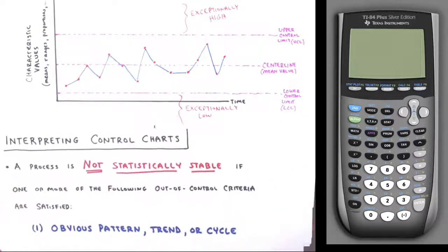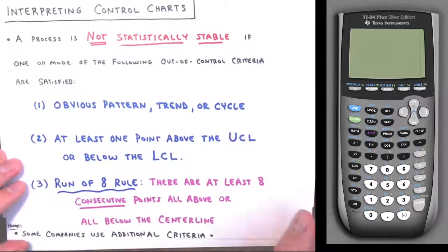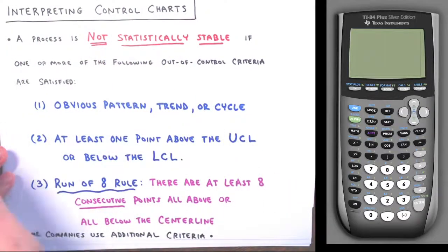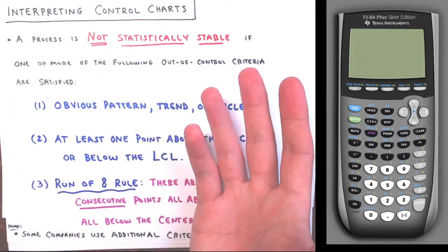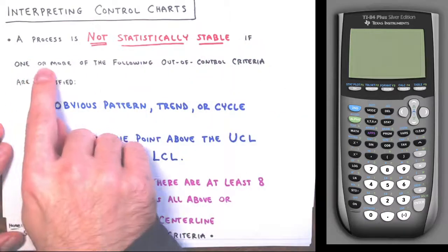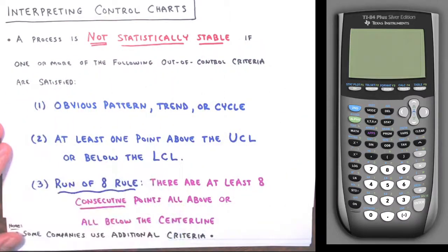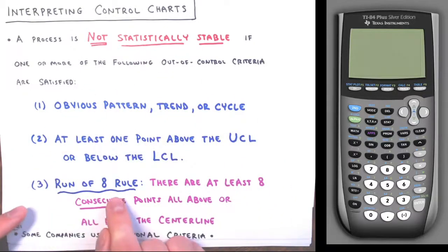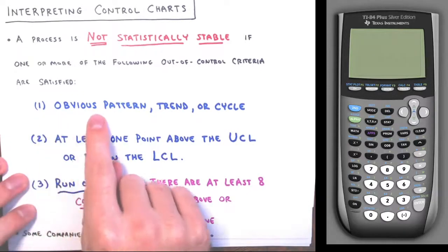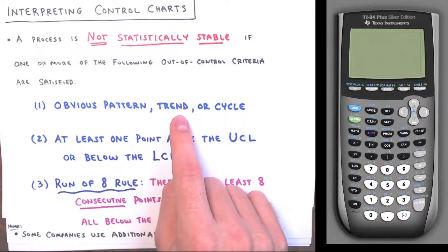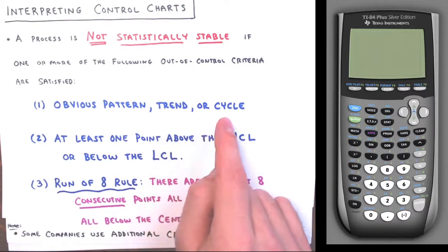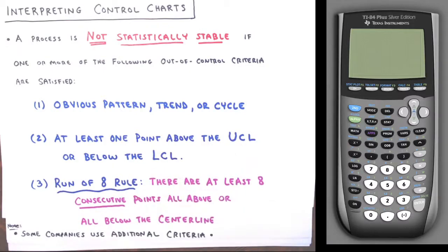All right, so I've got just some of these conditions written out again here. So when we're interpreting control charts later, we're going to say that a process is not statistically stable or not in statistical control if one or more of the following out of control criteria are satisfied. All right, so again, this kind of sums up the 7 criteria that I had earlier, but there's kind of a new one here that relates to control charts and probabilities. One, if there's an obvious pattern, trend, or cycle, right? This kind of sums up a few of those earlier. Is there an upward trend, a downward trend, an upward shift, a downward shift, an obvious repeated pattern or obvious cycle, right?